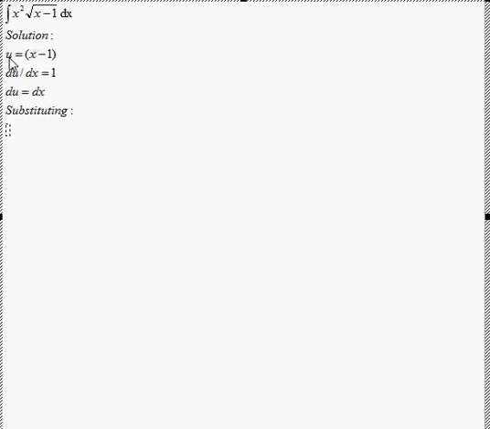in our original question. We have the integral of x square. So x square, the value of x can be taken out from here. The value of x is u plus 1. So x square would be u plus 1 whole square, and under root x minus 1 is u, under root of u, and we know dx is equal to du, so I can simply write du instead of dx. So the overall question has been shifted to u.